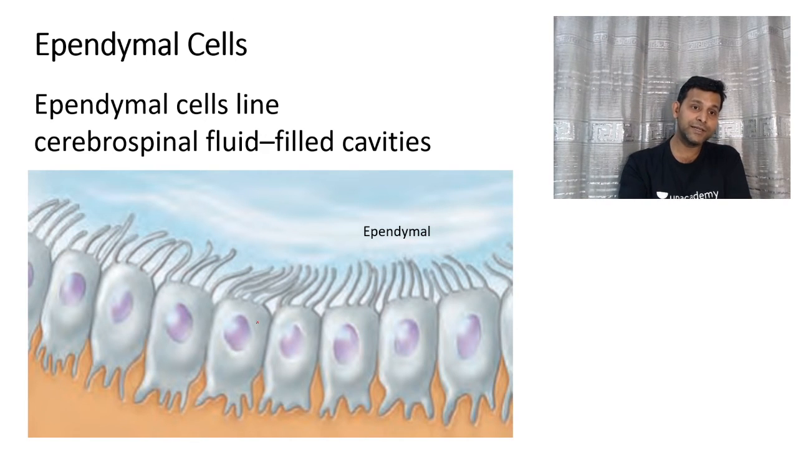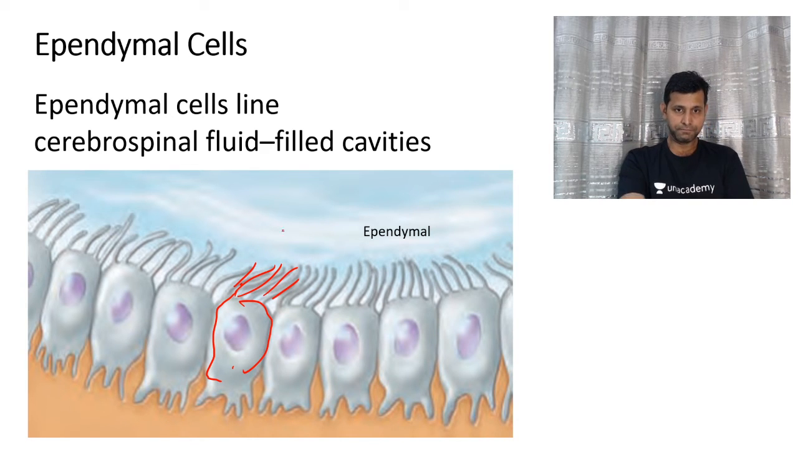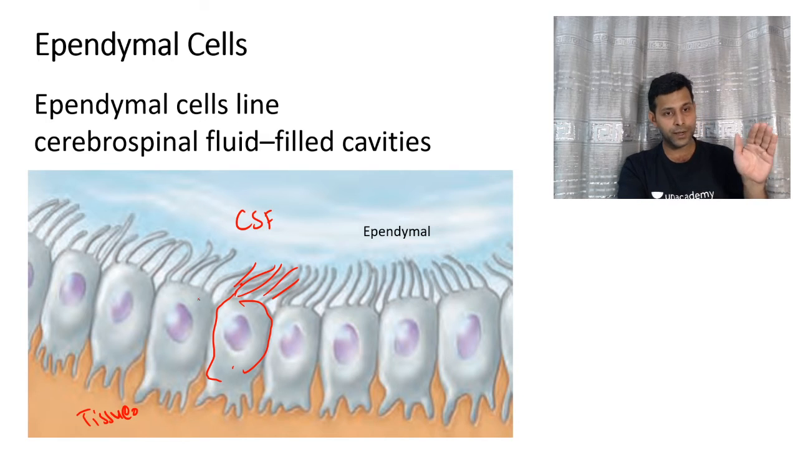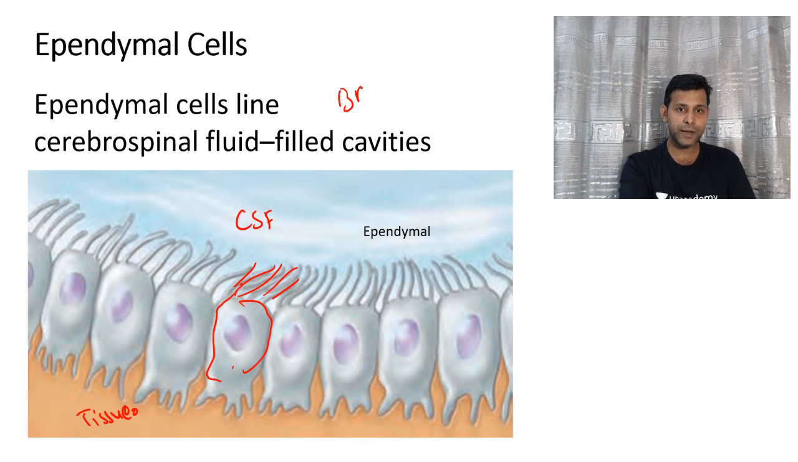The ependymal cells line the cerebrospinal fluid. They have two types: either columnar cells or ciliated cells. They separate the CSF from the tissue area and form a wall, or a separation line. They also play a role in the blood-brain barrier and in the movement of the fluid.